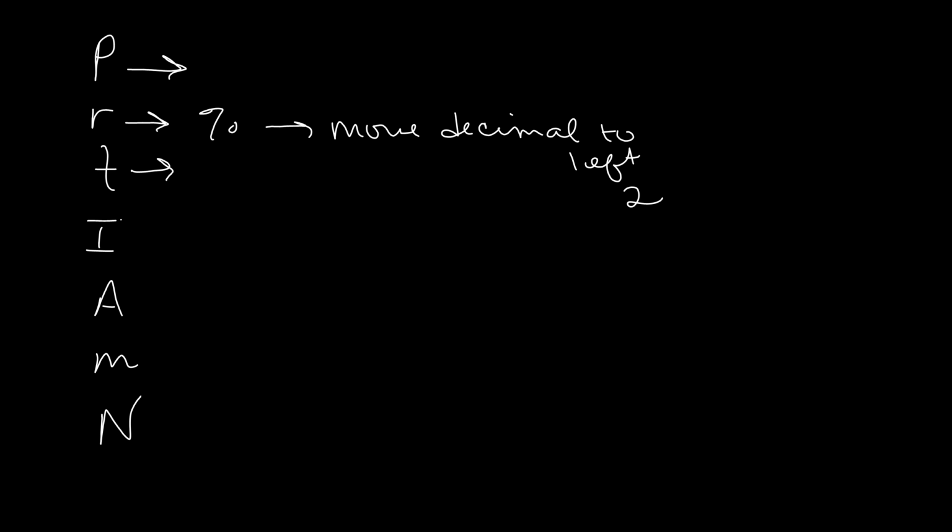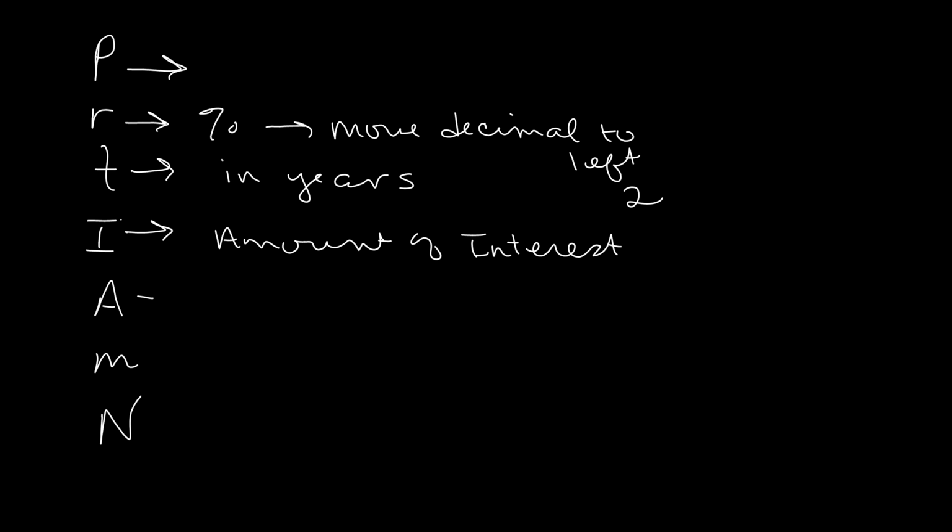T stands for time in years. I is the amount of interest, so it is a dollar amount. A stands for future value amount. And future value is the total amount that you end up paying, including your interest. Lowercase m is the amount of the monthly payment, and uppercase N is the number of payments.